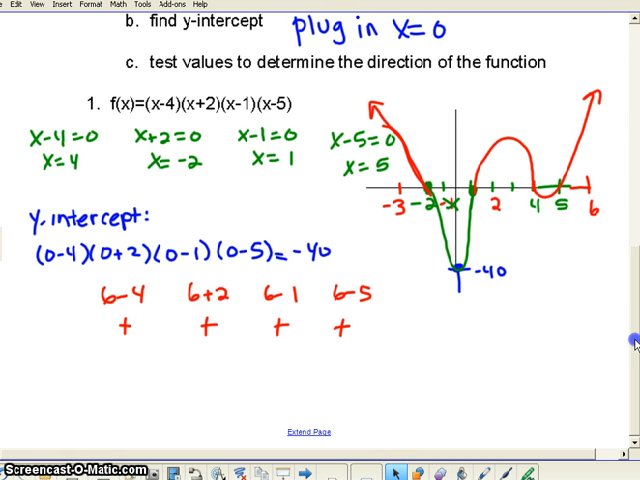All right, y'all have any questions? Why don't you go ahead and graph it and see if we got the shape correct or not.